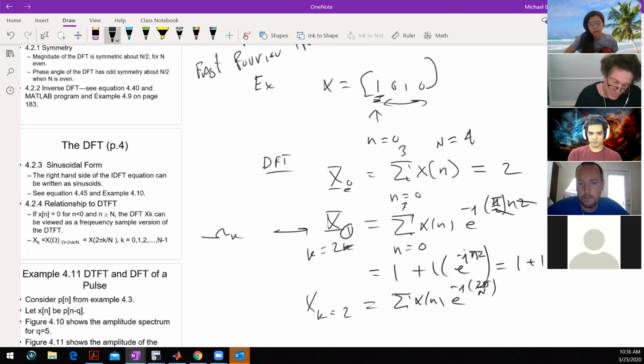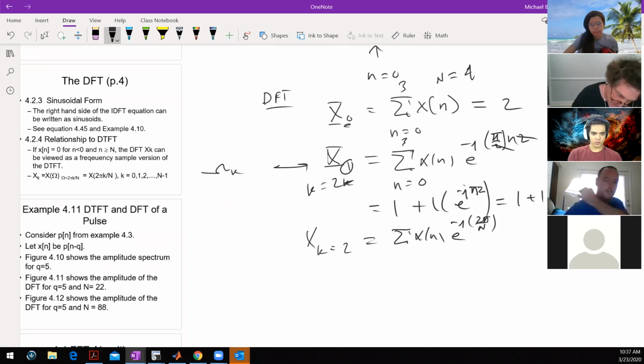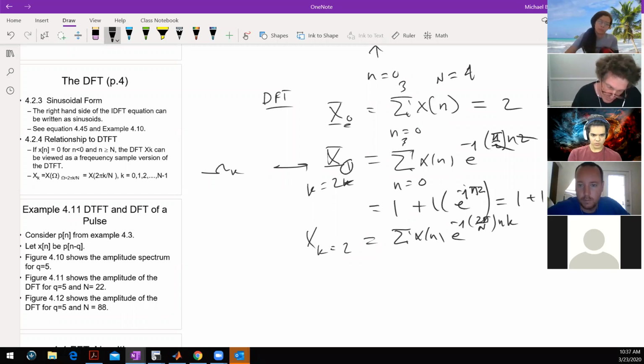Right here, when I put a 1 in here, well, let me just write this, then we'll talk about it. This is nk. If k was 0, then there would be a 0 here that would make that 1, and then it would just be a sum of the values of x from 0 to 3. Now, if k is 2, then this would become a summation from n equals 0 to 3 of x of n e to the minus j. Now it's 2 pi over 4, so it's pi over 2, but k is 2, so it would really be minus j pi times n.